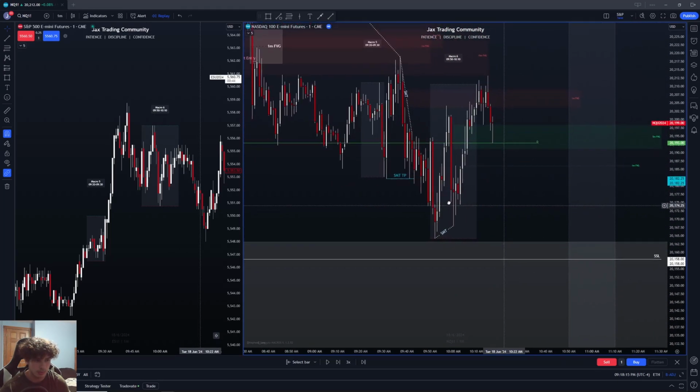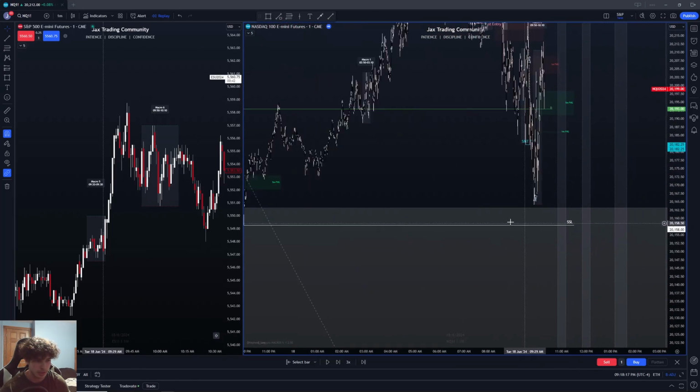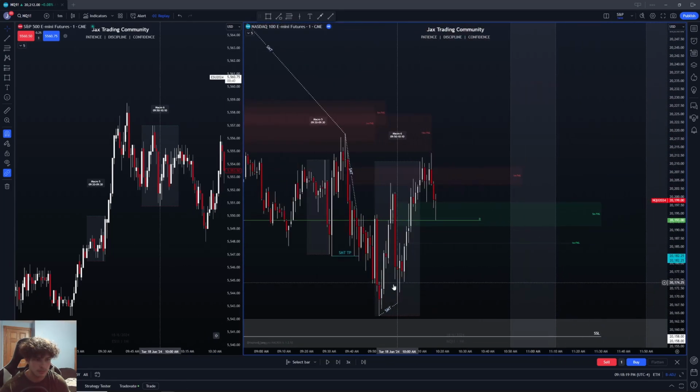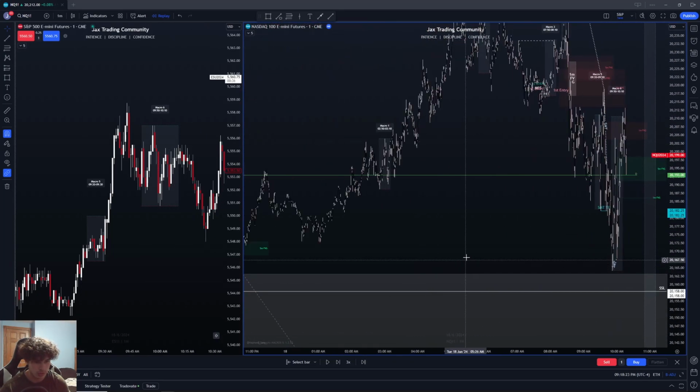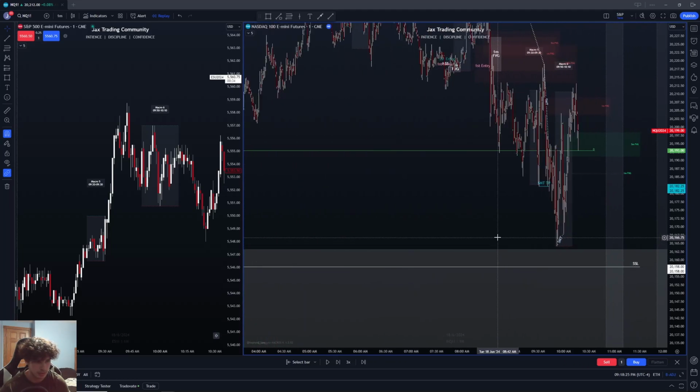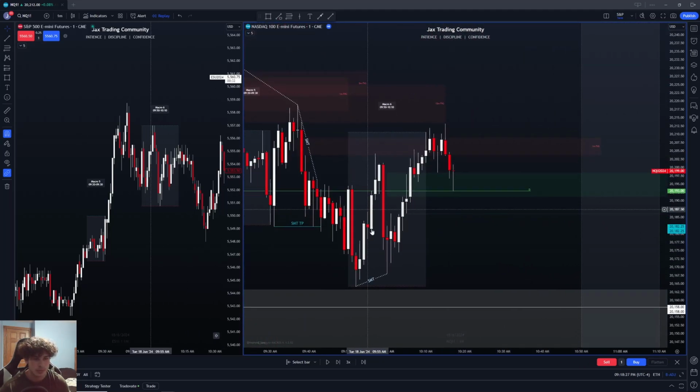Now, keep in mind we have not tapped this 4 hour again yet, and we're pretty close to it. So this could be back drawn to. We could also head down to this low, but we'll see. So here's SMT. This is SMT TP hit.